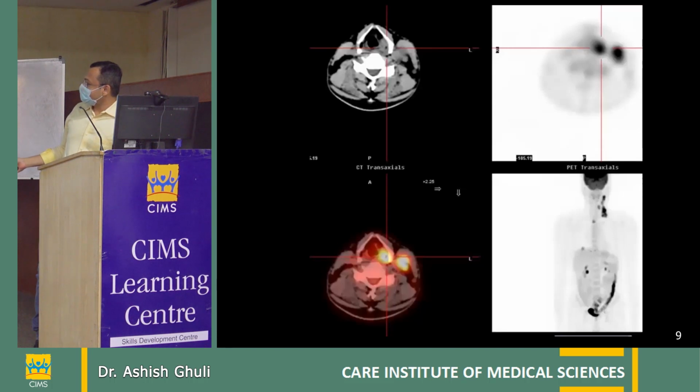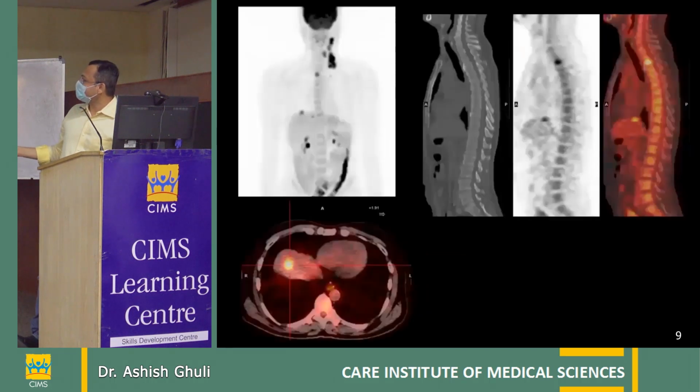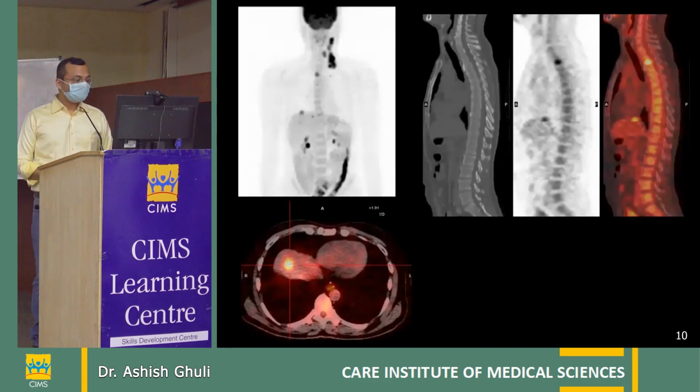So this is a lesion in the hypopharynx with a metastatic lymph node on the ipsilateral left side. Along with that, this is a whole body image of the PET CT. You can see multiple other black spots in the whole body. These correspond to a lymph node, bony metastasis in the upper dorsal vertebrae, this one, and a metastatic lesion is seen in the liver.